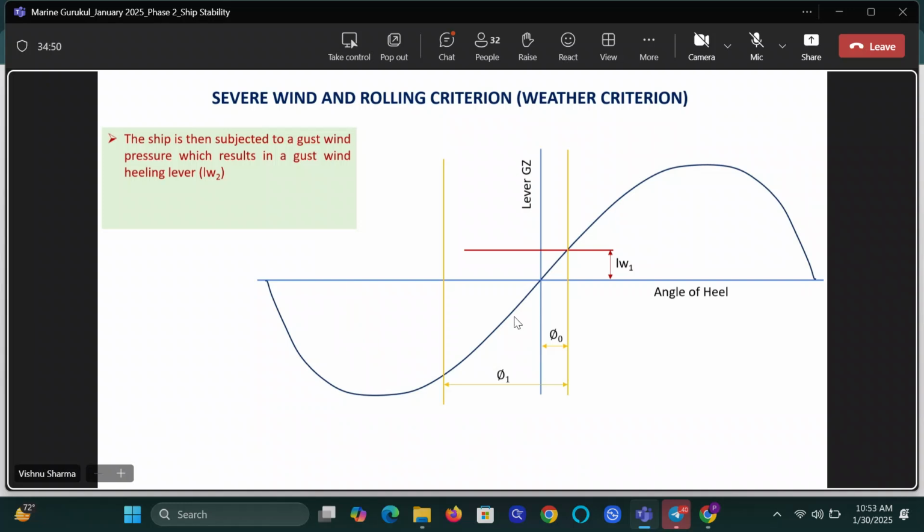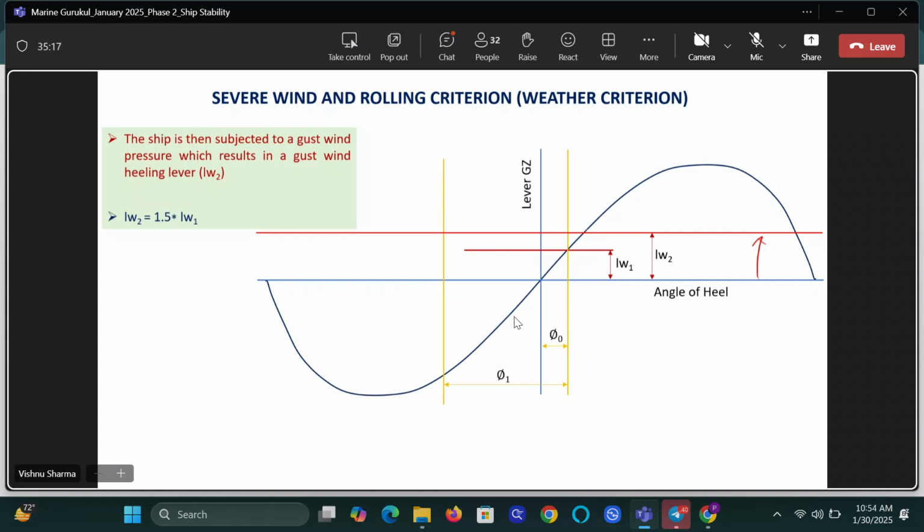So what will happen now? I'll plot LW2 on this diagram. And how much you take LW2? You take 1.5 times of LW1. This red line is LW2. Now, guys, effectively, what has happened? The x-axis has been shifted here. If x-axis has been effectively, virtually shifted here, then what happens?